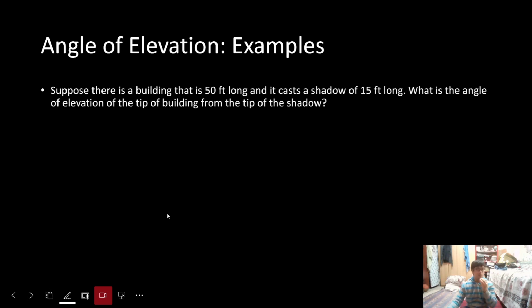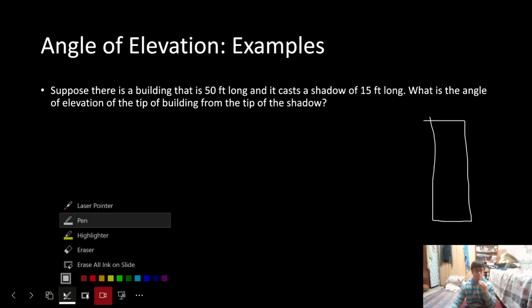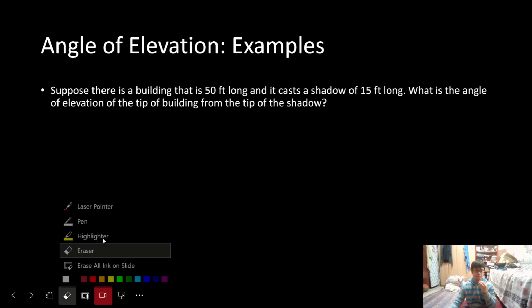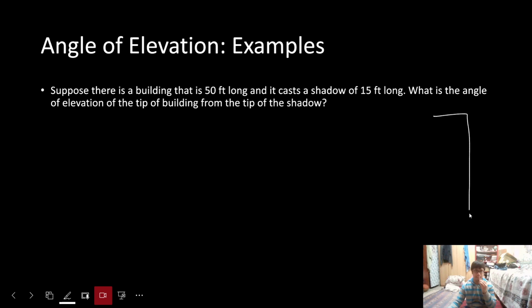Suppose there is a building that is 50 feet long and it casts a shadow 15 feet long. What is the angle of elevation of the tip of the building from the tip of the shadow? So let's say this is a building 50 feet long, and this is 15 feet long.